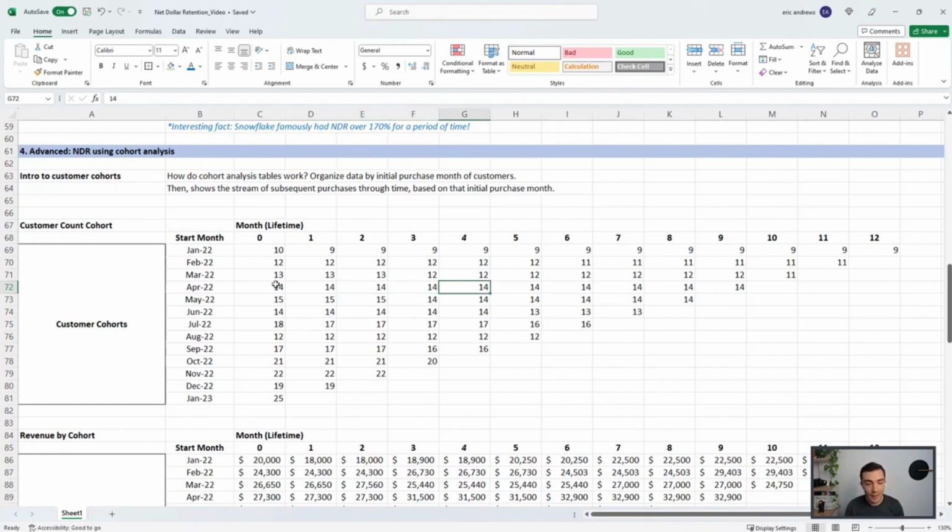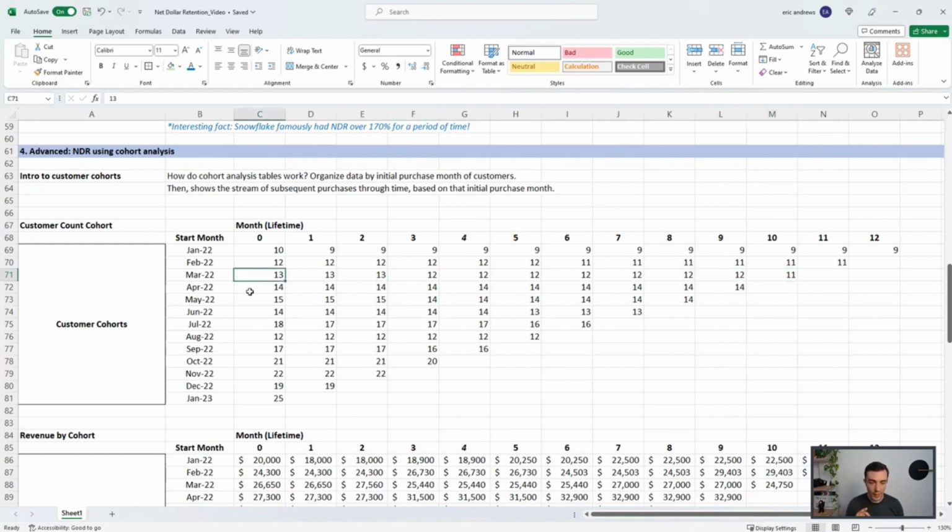So you can see that we acquired 14 customers and those customers stayed active for a period of 9 months straight, and we actually didn't churn a single customer. Now you'll see in other cohorts, like the March cohort, that we acquired 13 customers, and 4 months into their lifetime, we actually churned off one customer. And then you can see also at month 10 of their lifetime, we churned off another customer.